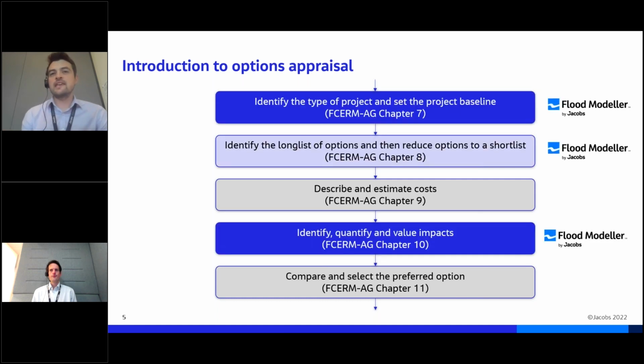And Flood Modeler is key to this process. So I've highlighted there the parts where Flood Modeler has a key role to play. Firstly, in terms of setting the project baseline, using the tools in Flood Modeler to understand the hydraulics of the catchment, of the river system that we are working with to try and reduce flood risk. Also, you may use it at a more high level in the long list assessment process, just to quickly test certain things. Have you got enough volume of storage in this location, is that something that could be feasible to take forward?